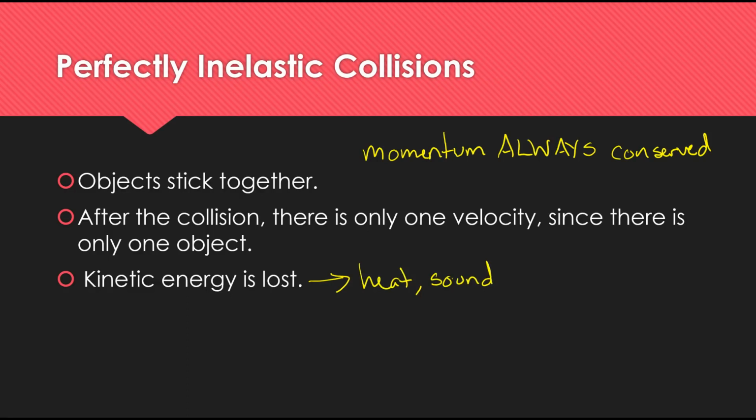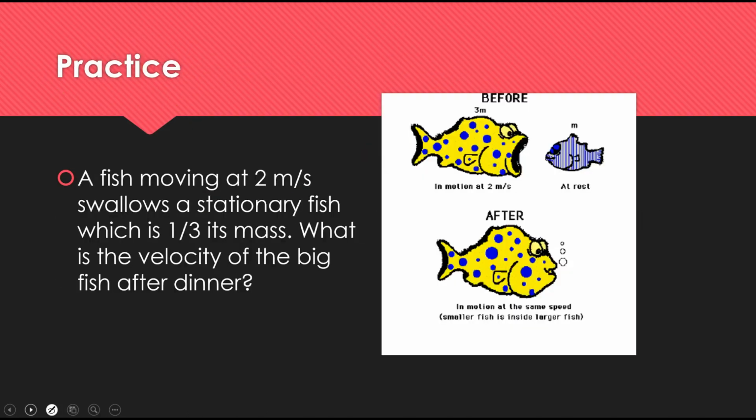And if the collision is perfectly inelastic, then the objects stick together and become one object after all. So there's no elasticity, there is no bouncing whatsoever. And after the collision, the math is a little bit easier. Since there's only one object, we only have one velocity, with both of the masses stuck together. They would have the same velocity.